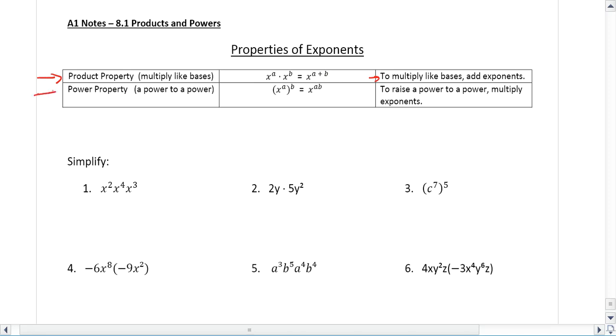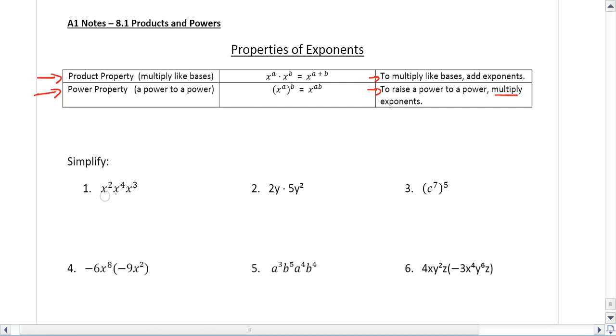The second property here is called the power property, which I call, in class you've heard me say, a power to a power. And we learned that when we raise a power to a power, we multiply exponents. So x to the a raised to the b power is x to the a times b. Now let's go through several examples.